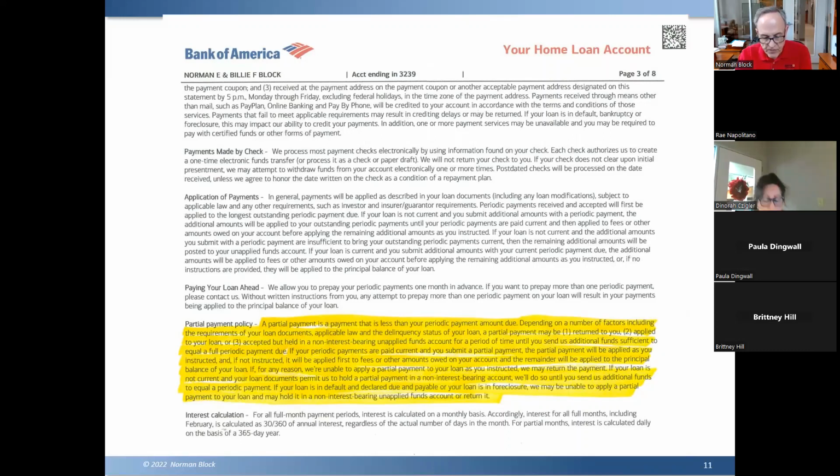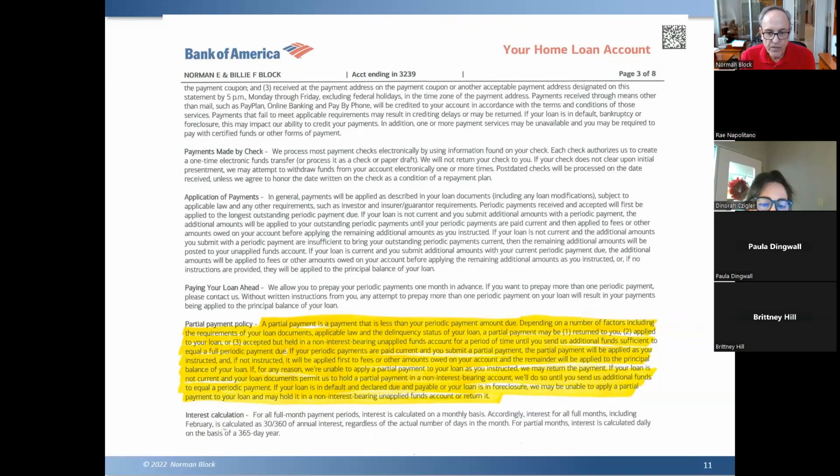It might be easier for you to open your worksheet to the page that we're looking at on the screen and read it in front of you, but I'm going to read the highlighted section to you. This is actually from my own mortgage with Bank of America. I didn't study this until late in the game, but this is what they tell you right up front. Listen to this. A partial payment is a payment that is less than your periodic payment due.